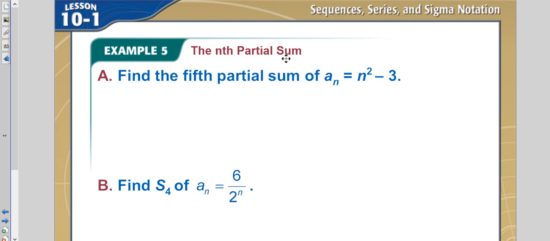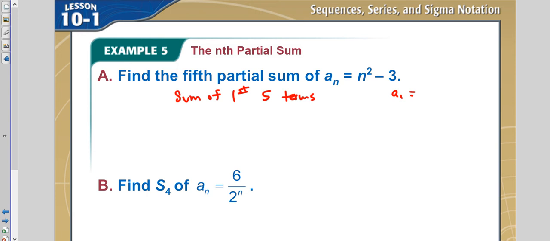All right, now let's talk about partial sums. Partial sums is where you add up a whole sequence. So when it says find the fifth partial sum, it means the sum of the first 5 terms. So what you need to do is find each of those terms.